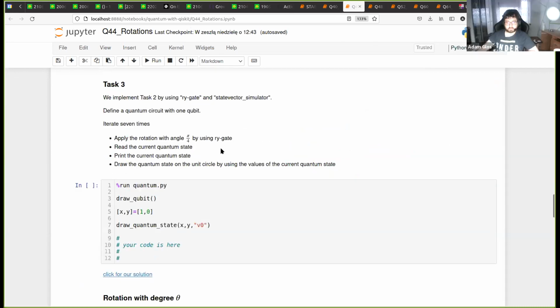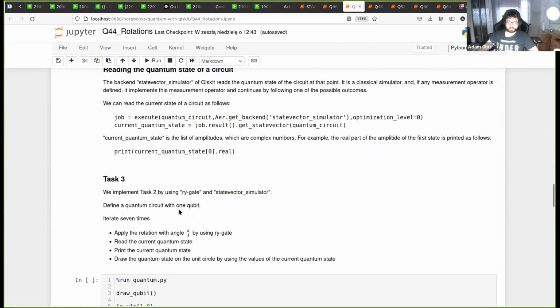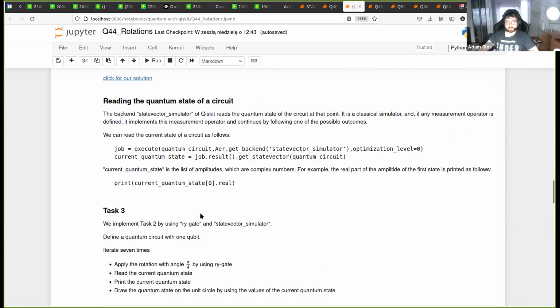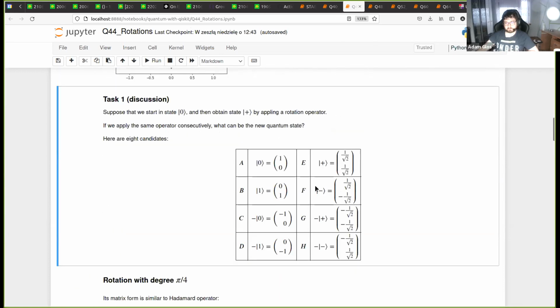So here, with this task, you can use the state vector simulator to find out the state after each rotation, to just convince yourself about this path we made here: 0 to plus to 1 to minus 0 to minus plus to minus 1 to minus minus and back to 0.